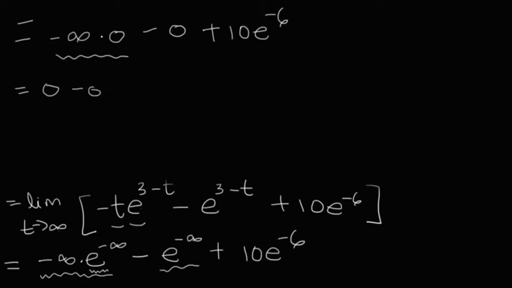So you get 0 minus 0 plus 10 e to the negative 6, and this is just going to be 10 e to the negative 6.